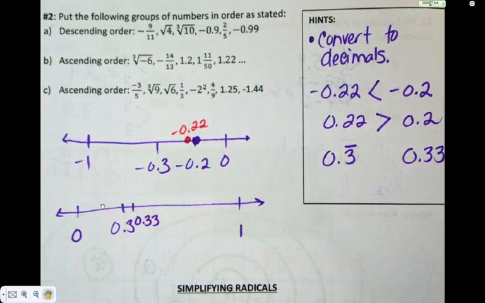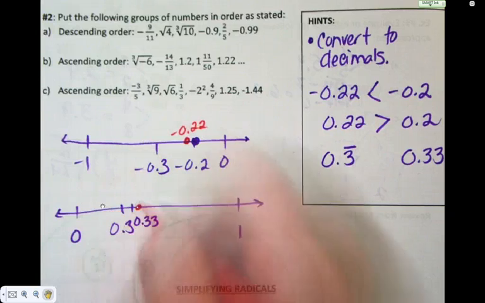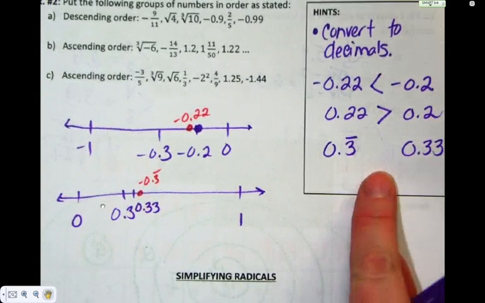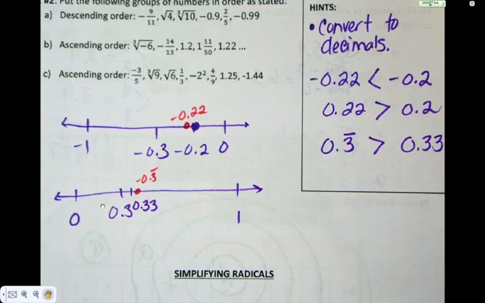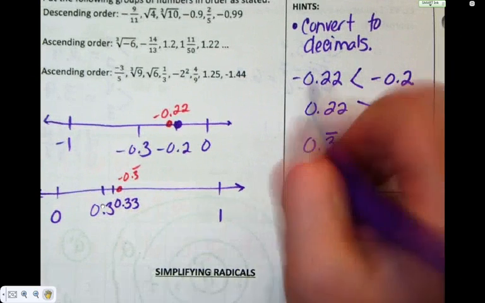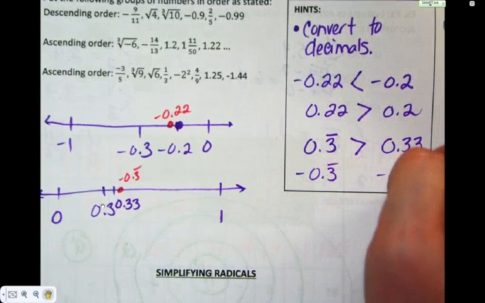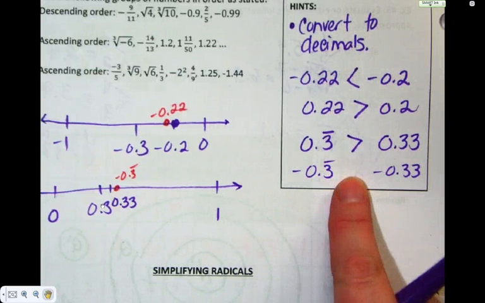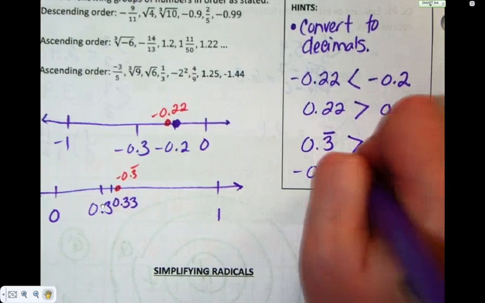Well, then where is 0.3333333 to infinity? Just to the right of that guy. So 0.3 repeating is greater than 0.33. What if I make them negative? Okay, so you're basically reversing them, you're doing a mirror image, you're thinking which one is more towards the left. So what symbol needs to go there? Less than.